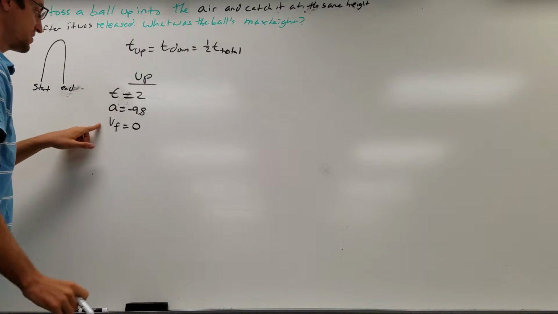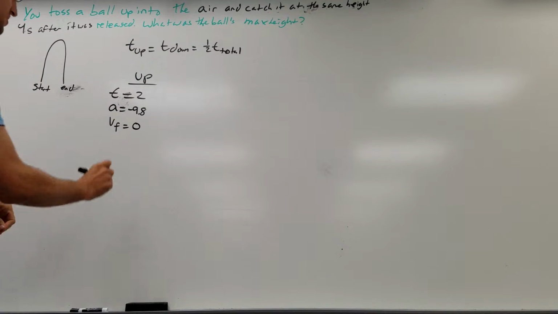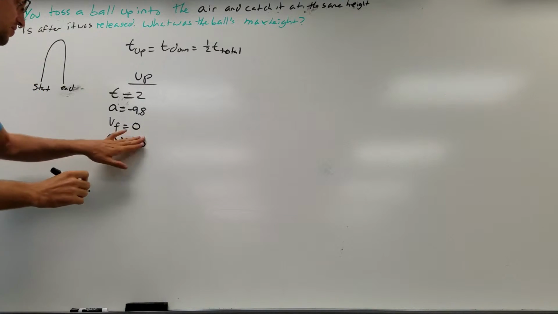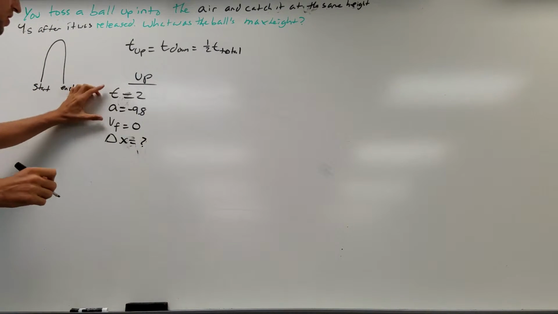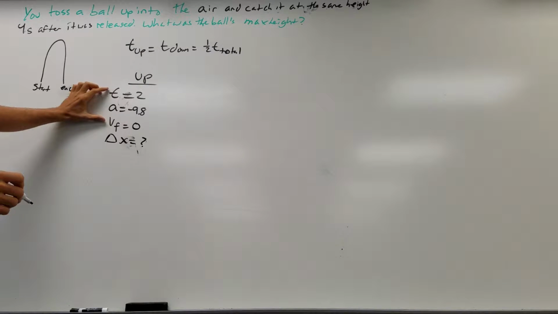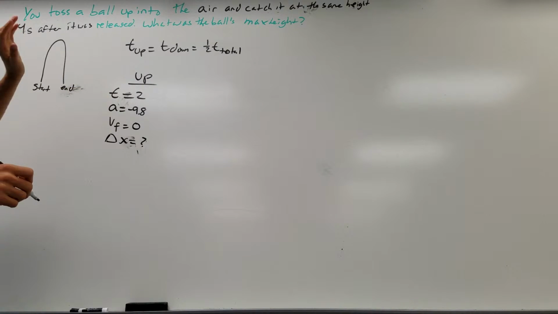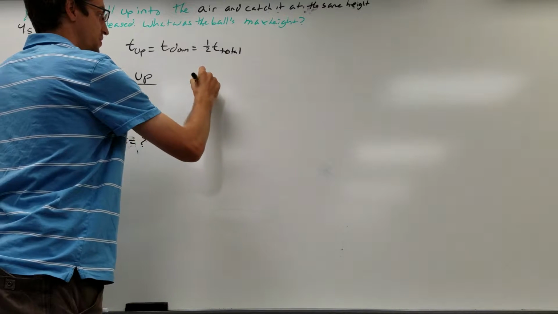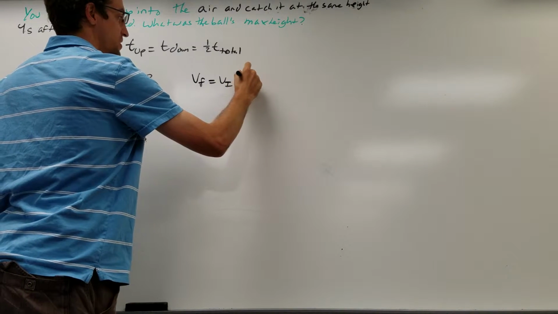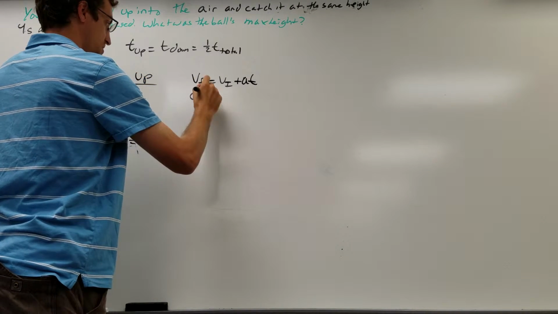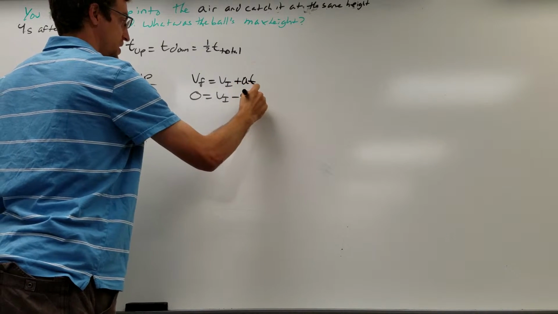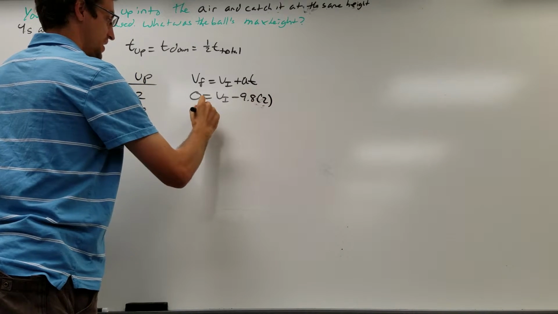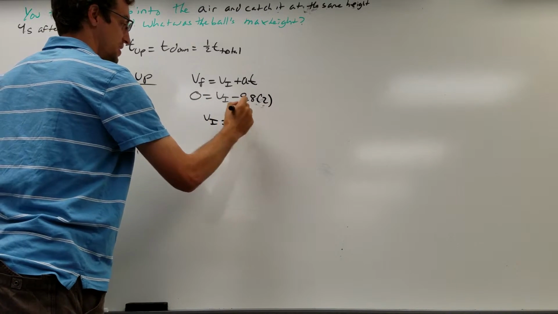All right, so now that I've got this, I can go ahead and solve for change in x. That's what I'm looking for. But I can't do it directly. I don't have the right numbers to get change in x immediately. So instead, I'm going to find V initial. So I'm going to use V final equals V initial plus AT, which is 0 equals V initial minus 9.8 times 2. We know what T is. And that gives me V initial is 19.6.